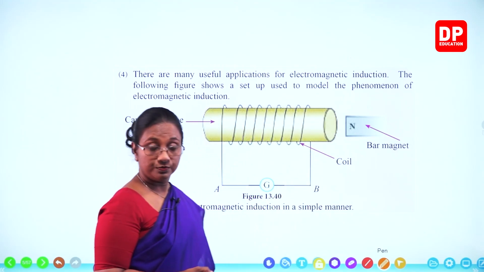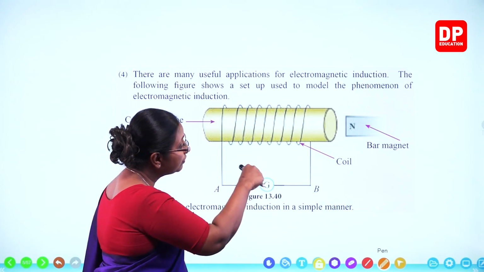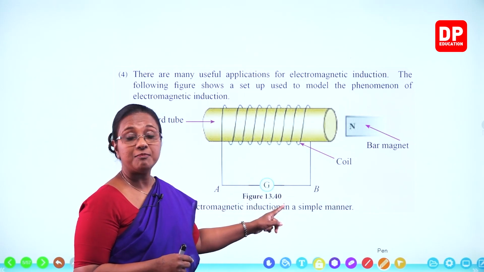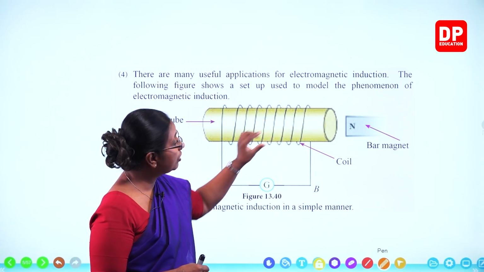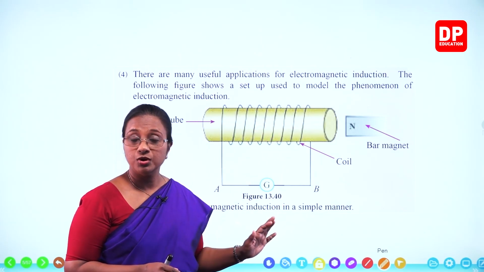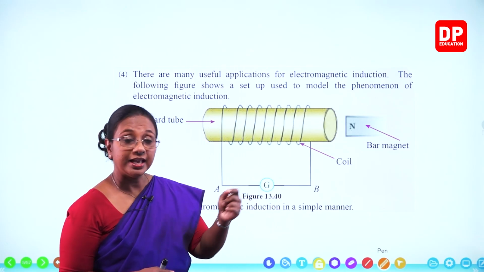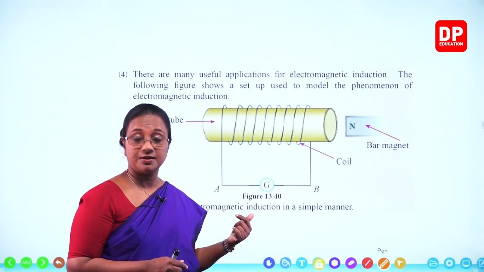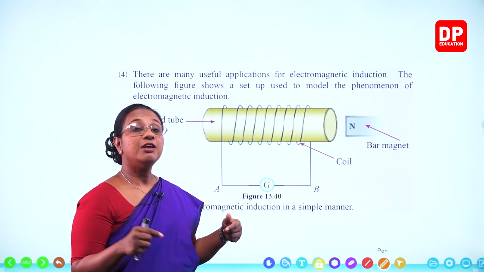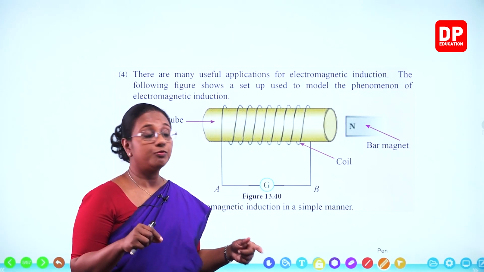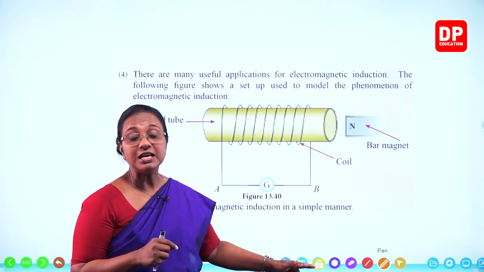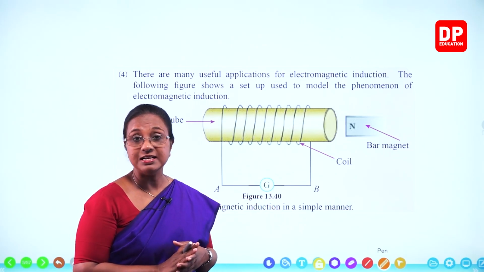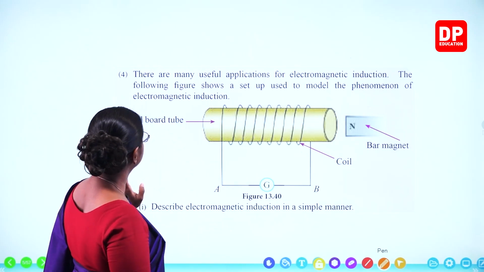So what do we do? You all know we move the bar magnet into the coil. Then you see a deflection in the galvanometer. If you hold it inside the coil, there is no deflection. As you take it out, again you see a deflection but in the opposite direction. And also, if you increase the speed of movement, the deflection will be greater. So that is the activity that we have done in the lab. So you're familiar with this.